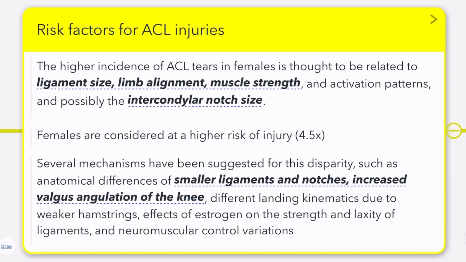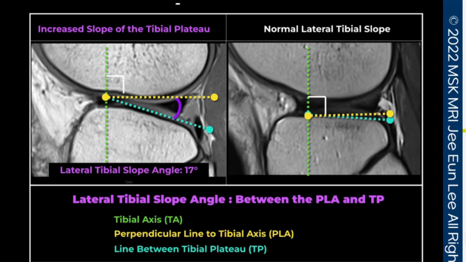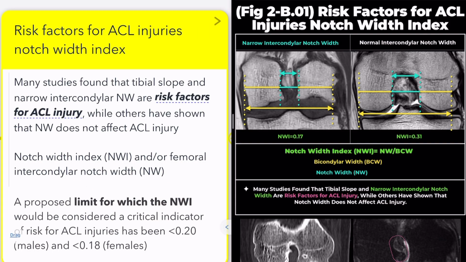Several risk factors for ACL injuries include a narrow intercondylar notch, hamstring muscle weakness, increased posterior-directed tibial plateau slope, and being female. Recent studies have suggested that individuals with a narrower intercondylar notch width are at a higher risk of ACL injuries, although there's some debate in the literature. A particularly narrow intercondylar notch on MRI images can indicate a higher risk for ACL injuries.